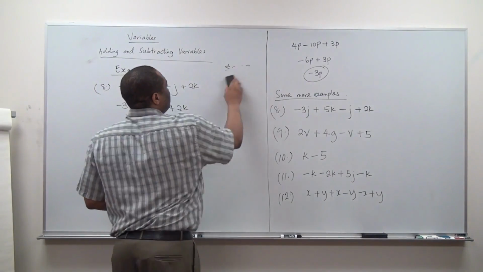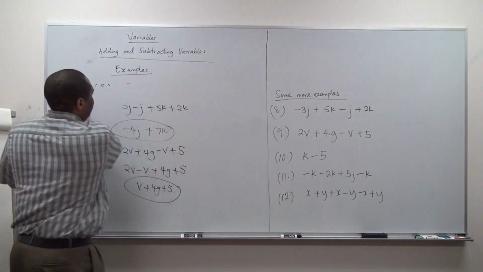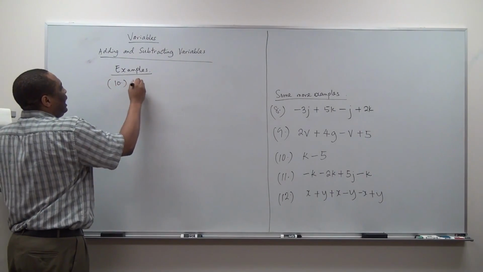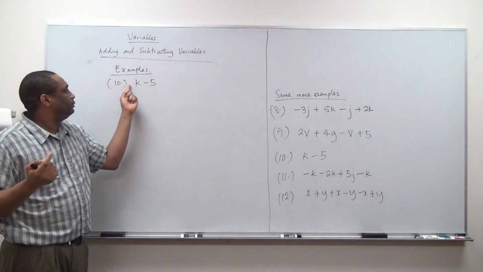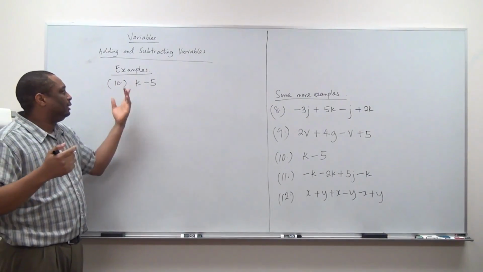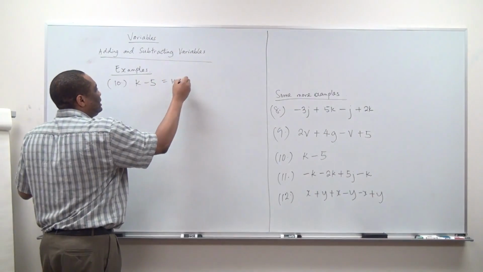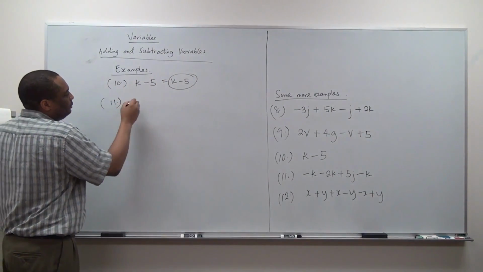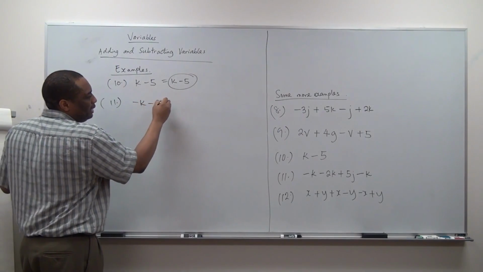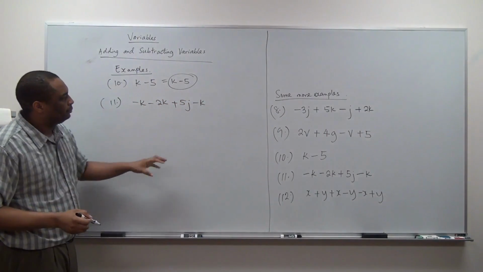Okay, let's do some more. Let's finish it. Number 10, k minus 5. Of course, this still means 1k. Like I said earlier on, 1k. This is a variable, this is a constant. You can't do anything with it. This is k minus 5. Leave it that way. Number 11, negative k, negative 2k plus 5j minus k.